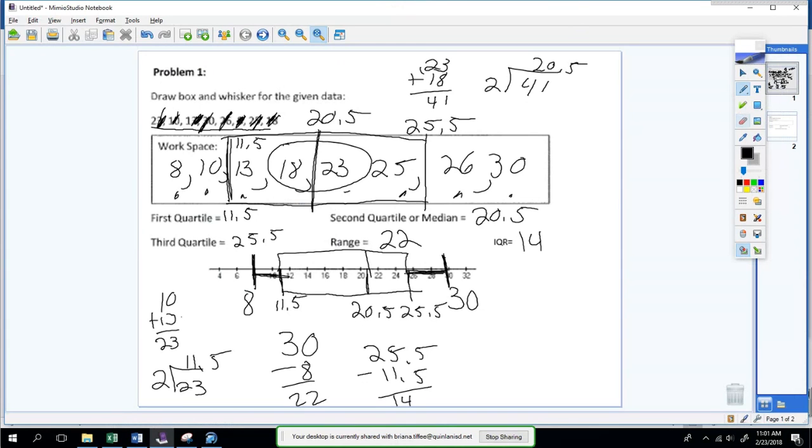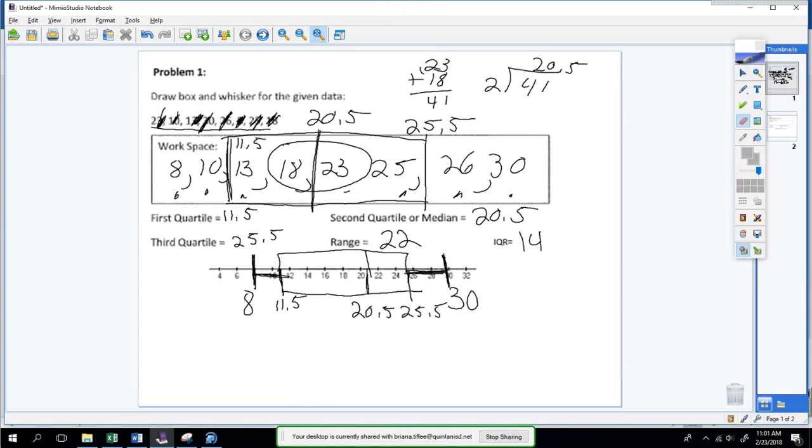All right, so I'm going to erase some of this. I just want to talk about what this box is saying. I have my whisker right here. That's 1/4 of the data. This box right here is 1/4 of the data. This is 1/4 of the data, and this other whisker is 1/4 of the data. So the lower quartile is 1/2, and the upper quartile is 1/2. And that's how you break it up.